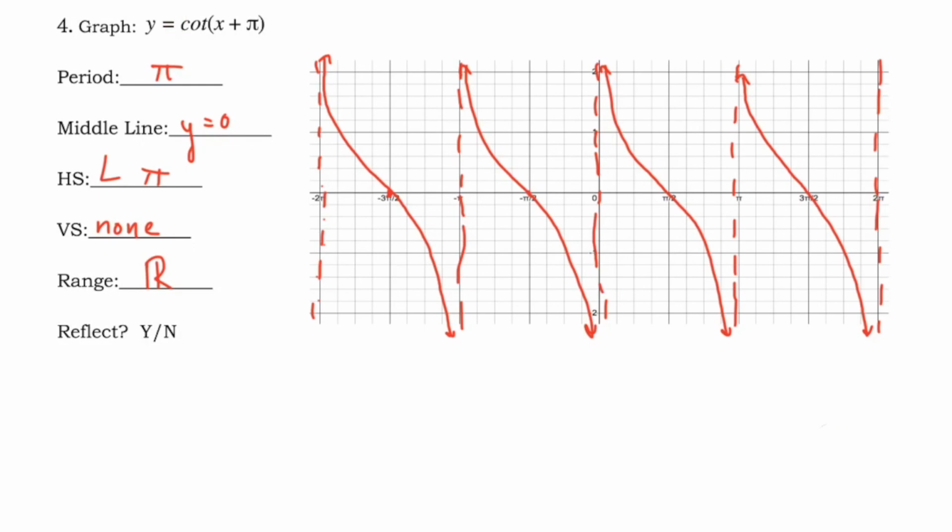And there's no negative in front of this function, so there's no vertical reflection. If there was, it would end up being an increasing graph, so it would actually look a lot like the tangent graph.